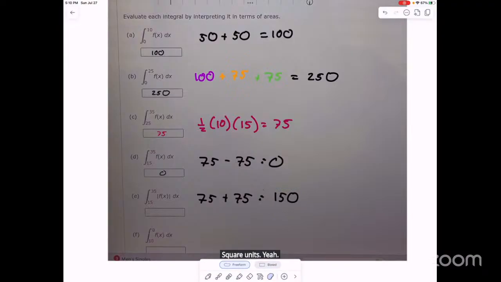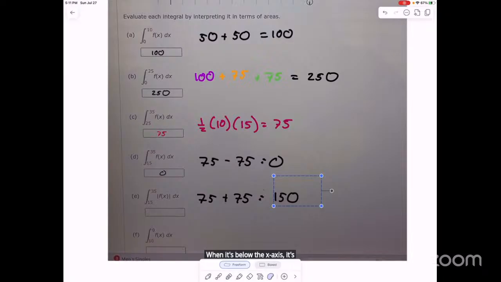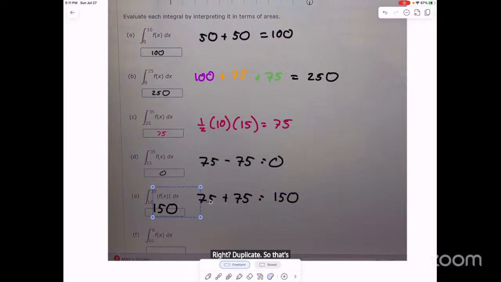Yeah, because it's like when it goes above the x-axis and below the x-axis. When it's above the x-axis, it's considered positive. When it's below the x-axis, it's considered negative. So you got to say, you know, the top minus the bottom, right? At least when I looked it up, that's what it was.